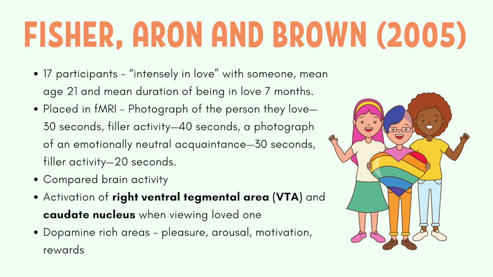Okay, so the VTA is a dopamine rich area of the brain and is a part of the reward system responsible for pleasure, arousal, motivation, and the caudate nucleus is responsible for detecting and expecting rewards. This then basically suggests that dopamine plays a role in the motivation and expected rewards of pursuing romantic love.